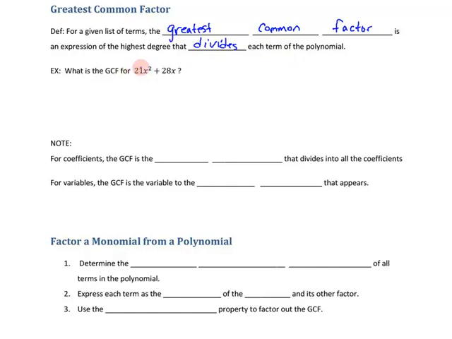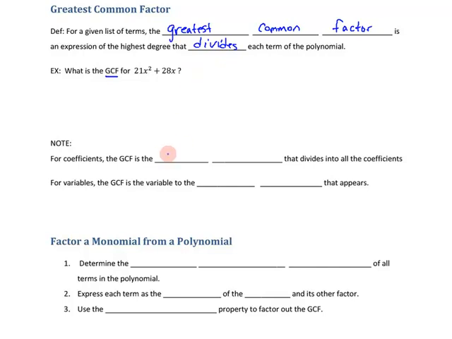So for example, if this is your polynomial and you're asked to find the greatest common factor, what we're looking for is the largest number that divides into both 21 and 28, and the largest variable expression that divides into x squared and x. Another way of saying that is the largest expression I can get from these two expressions by multiplying by some other expression. Now, let me go ahead and fill in the note down here, because that will help us figure out how we find the GCF.